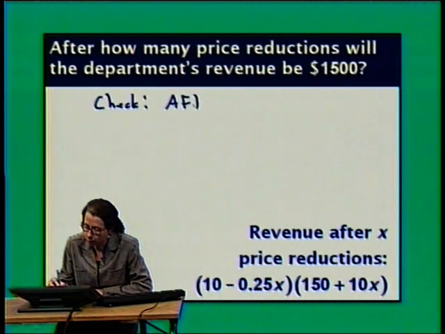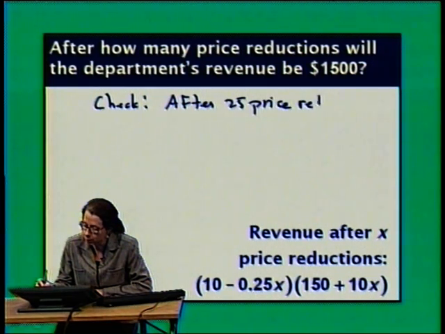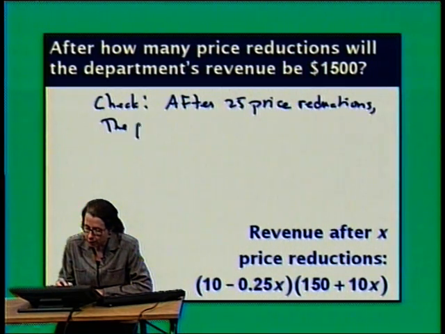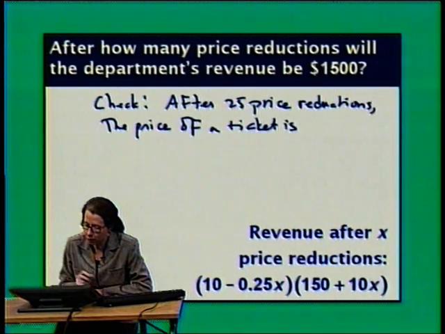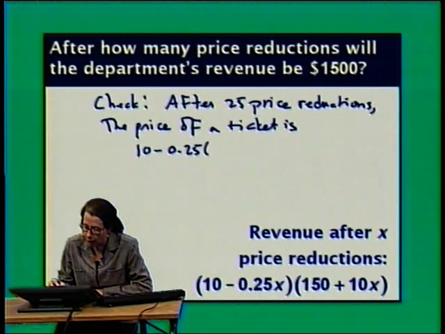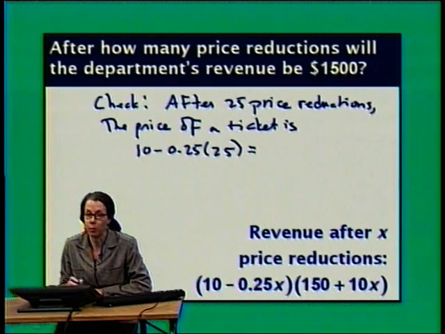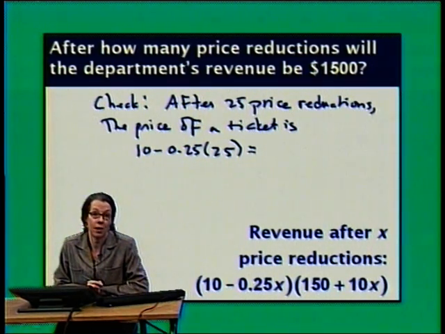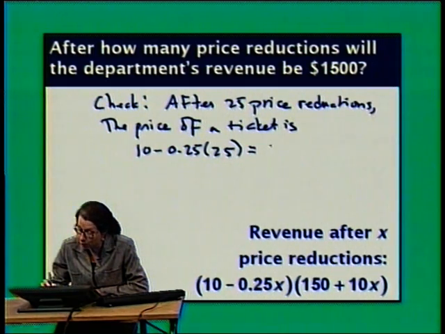So, after 25 price reductions, the price of the ticket is going to be $10 minus 0.25 times 25. We have 25 price reductions. So that's 10 minus 6.25, so this is going to be $3.75.